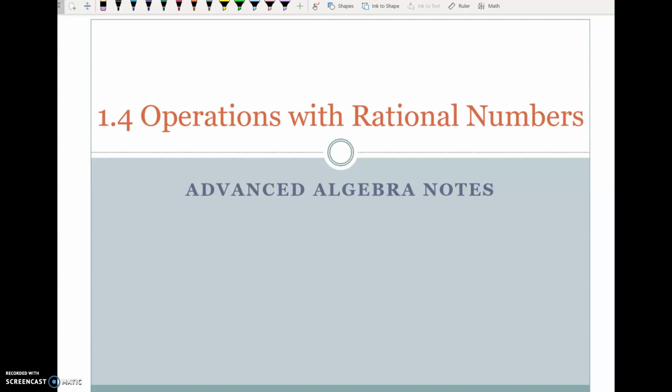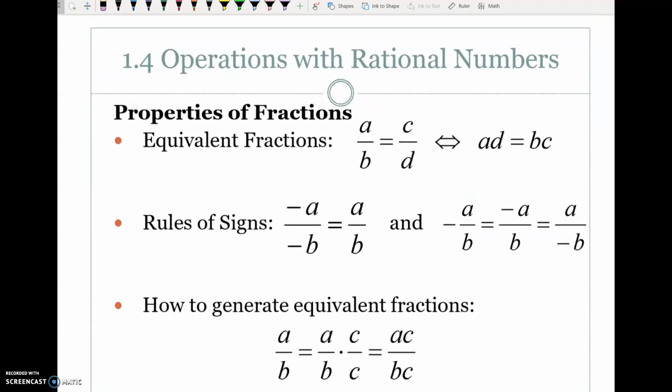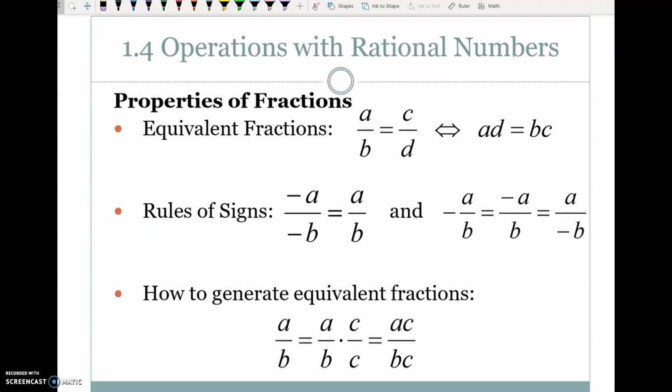Today we're going to look at operations with rational numbers. Basically, this means we are going to be doing stuff with fractions. So here are some properties of fractions.